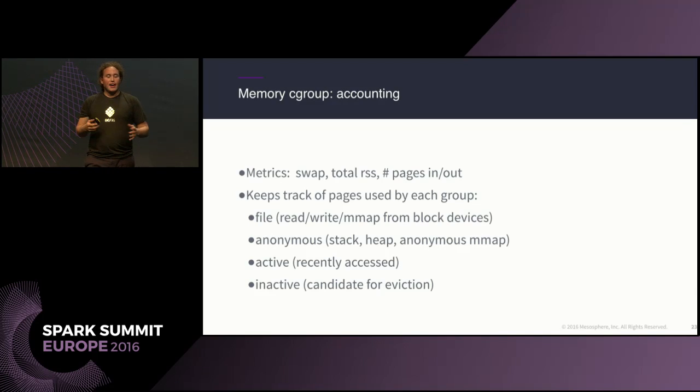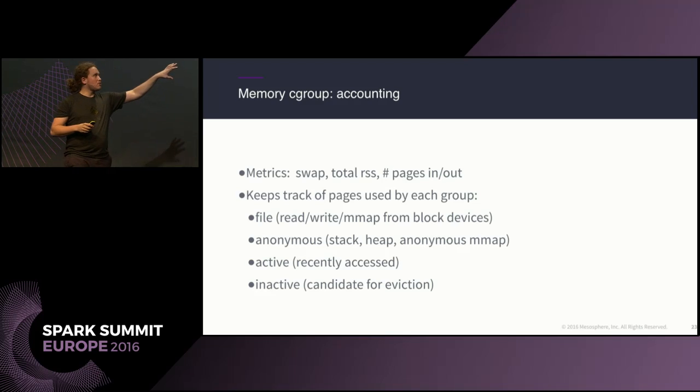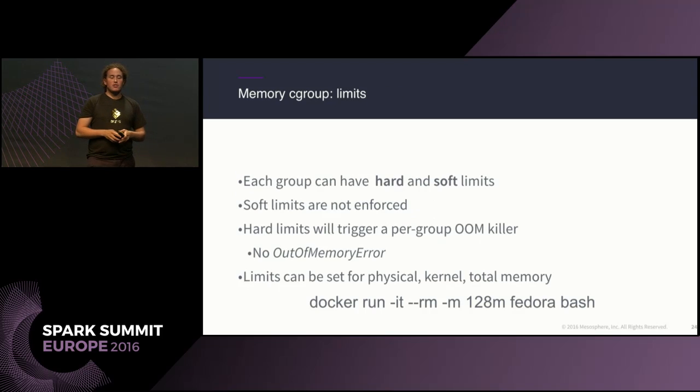Memory C group accounting: I can get metrics on almost all of the information I need. I can get swap memory, the total resident set, pages in and out, and I can do that for the individual subgroups if I need it more fine-grained than the overall memory footprint. More interesting is probably the limitations I can set for memory.